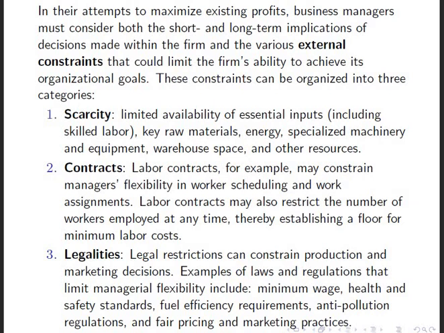Secondly, contractual obligations also constrain managerial decisions. Labor constraints: labor contracts may affect managers' flexibility in workers' scheduling. They may also restrict the number of workers employed at any time. Finally, laws and regulations have to be considered. Legal restrictions like minimum wage, health and safety standards, fuel efficiency requirements, anti-pollution regulations, etc. can limit managerial flexibility. Hence, we have come to the end of Module 2.